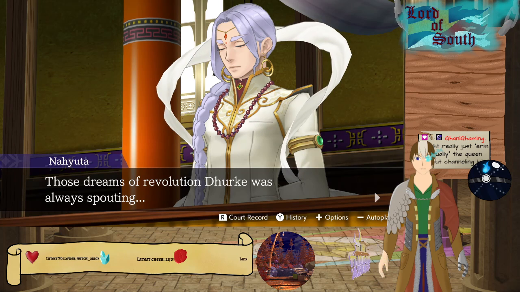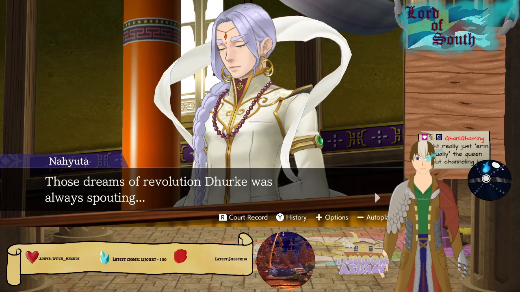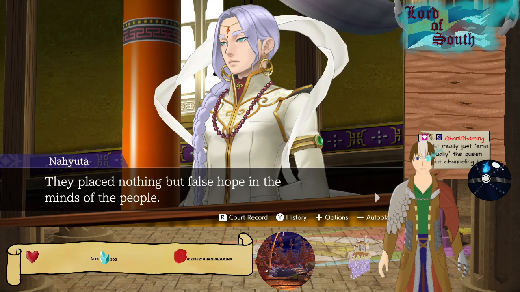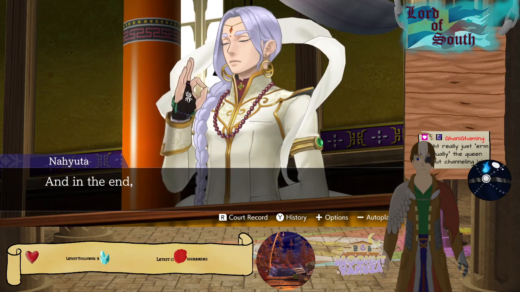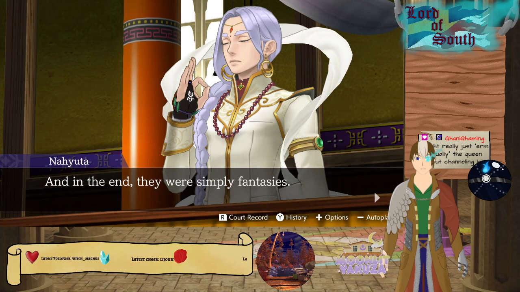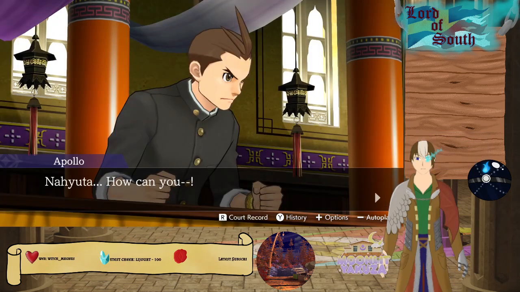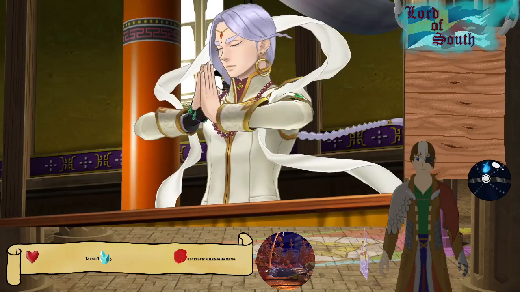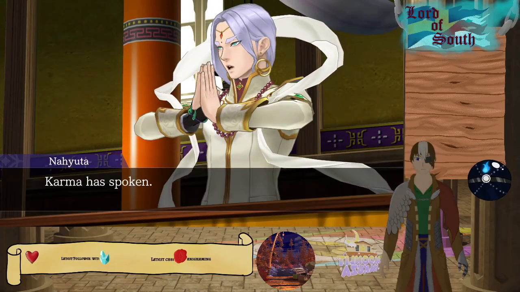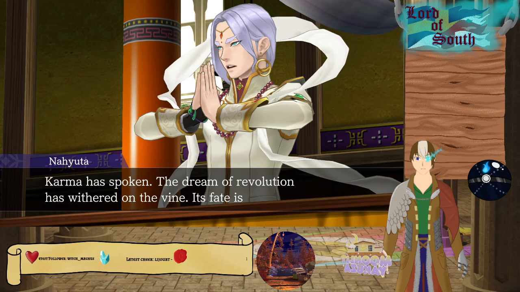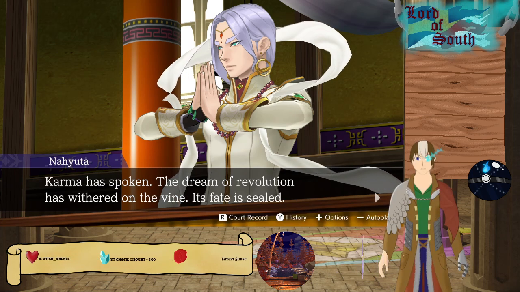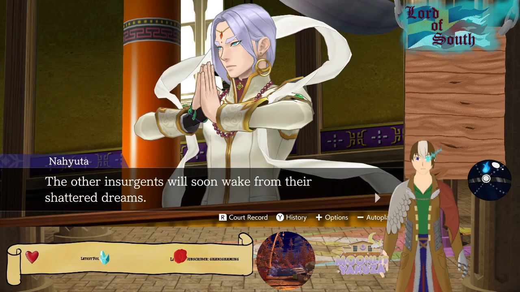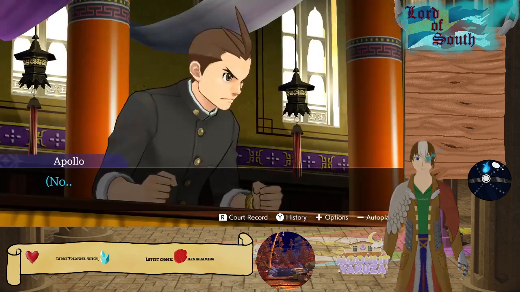Those dreams of revolution the Rook was always spouting. They placed nothing but false hope in the minds of the people. You can shut up! And in the end, they were simply fantasies. I thought, how can you... Oh. Karma has spoken, the dreams of revolution have withered, and his fate is sealed. The other insurgents will soon wake from their shattered dreams.